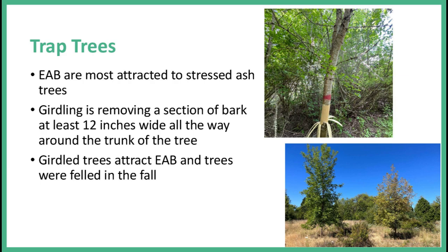We girdle some ash trees by removing a 12-inch tall strip of bark all the way around the trunk. And these girdled trees are extremely attractive to EAB. As EAB are flying looking for their next spot, they'll land on these trees preferentially. You can see in this bottom picture, on the right is a tree that was girdled, and on the left is one that was not. You can see that canopy is thinning, those leaves are browning. The tree looks unhealthy because it is.